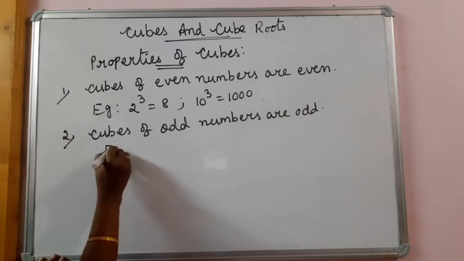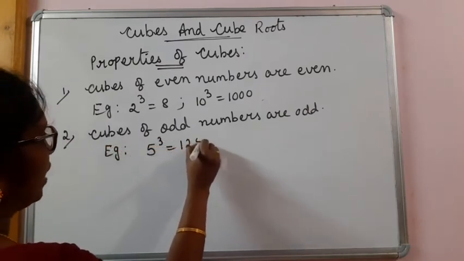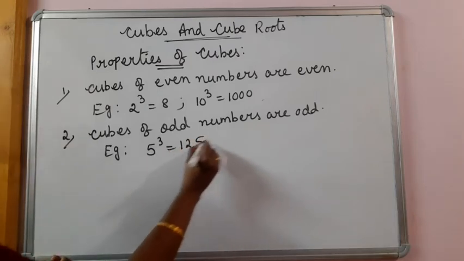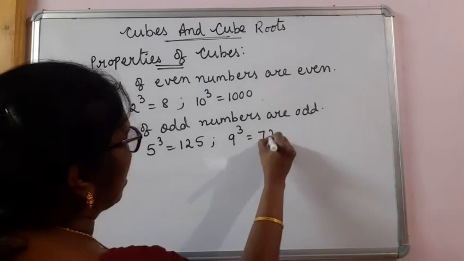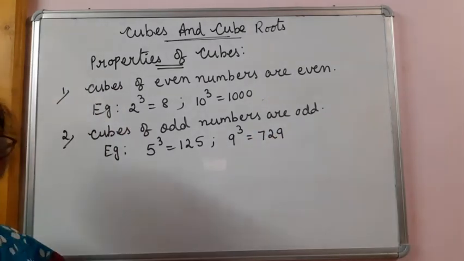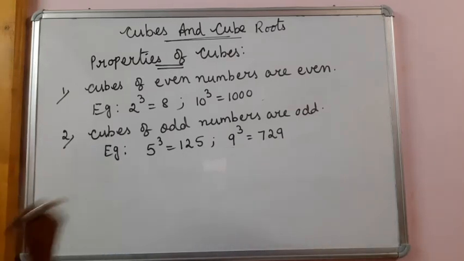Let me give you an example. 5 cube is 125. 5 is odd, and 125 is odd. 9 cube is 729. When you multiply 9 three times, we get 729. This is odd, and 9 is odd.